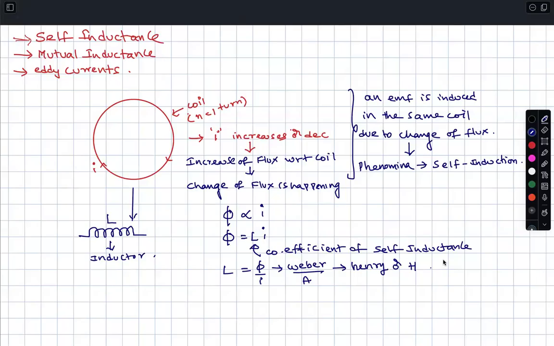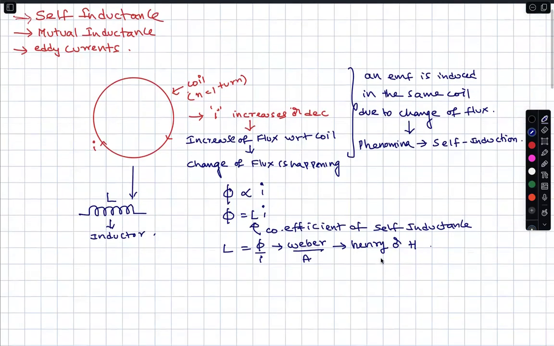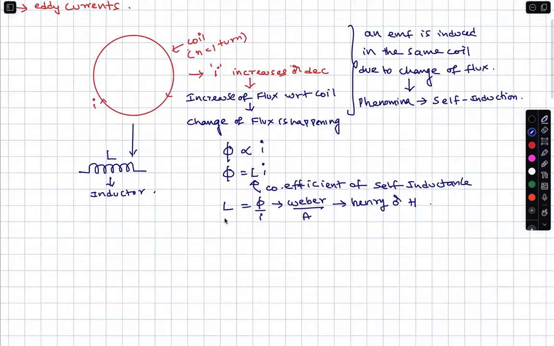Now this is how you will represent. Remember, L is a constant for a given coil. This is where you call it coefficient of self-inductance or self-inductance, makes no difference.